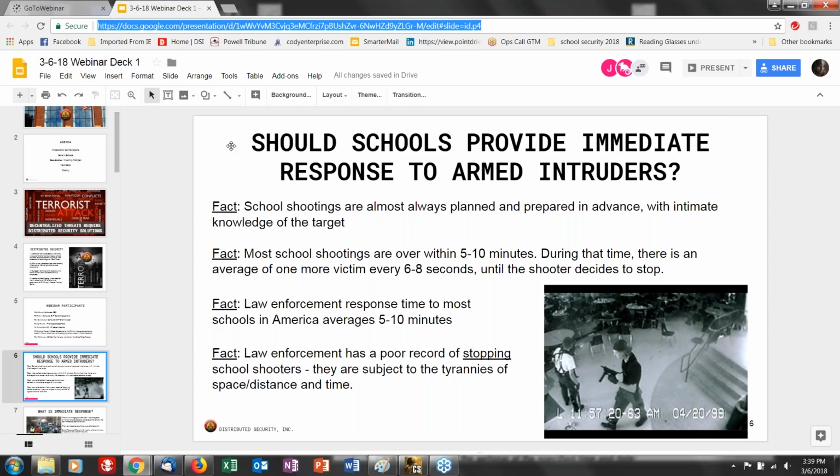So finally, we come to this unfortunate conclusion, and that is that law enforcement has a poor record of stopping school shooters because they are subject to the tyrannies of space, distance, and time. They simply do not get there in time.